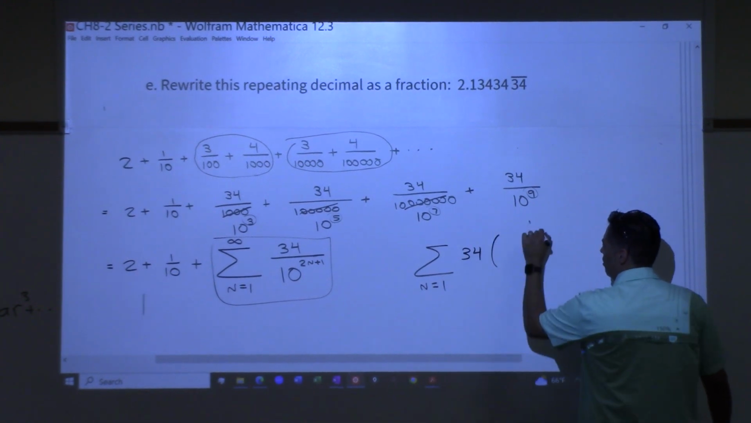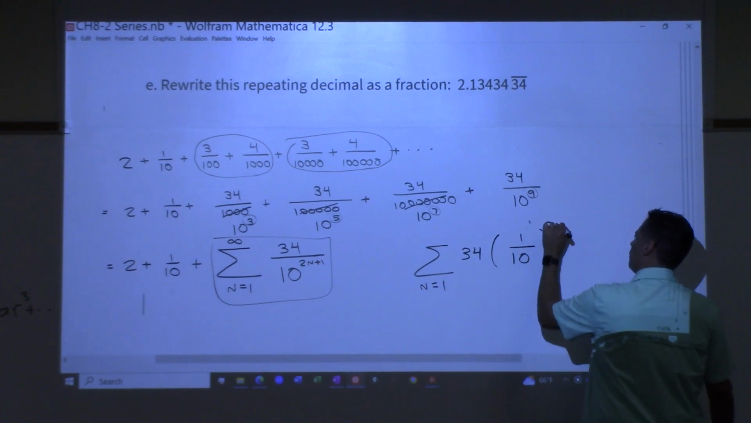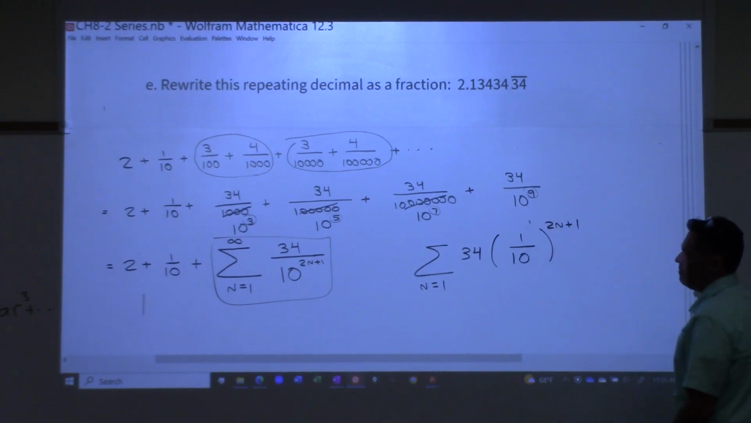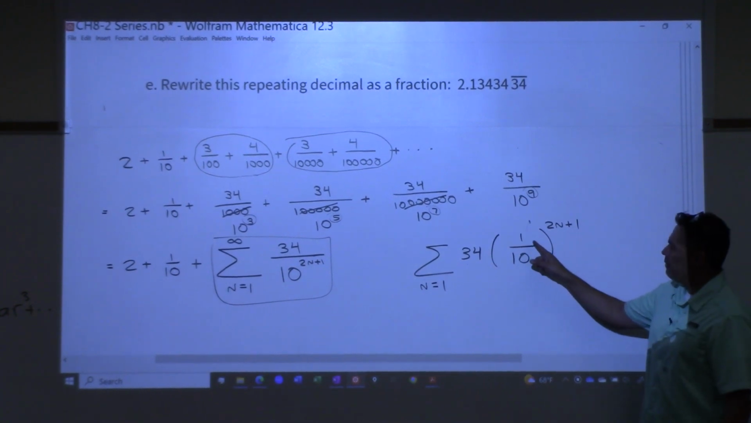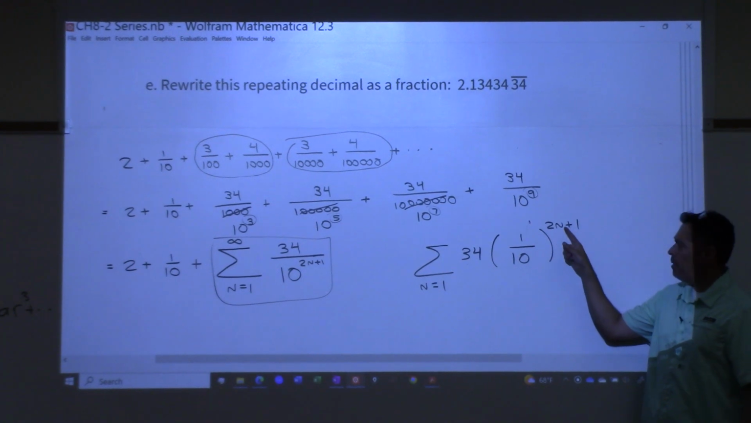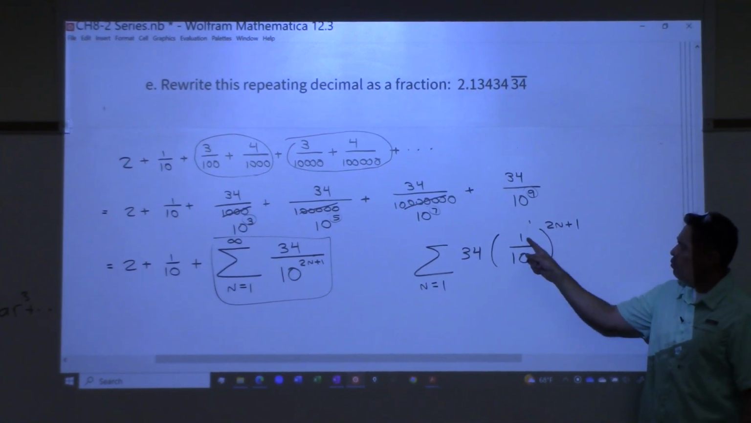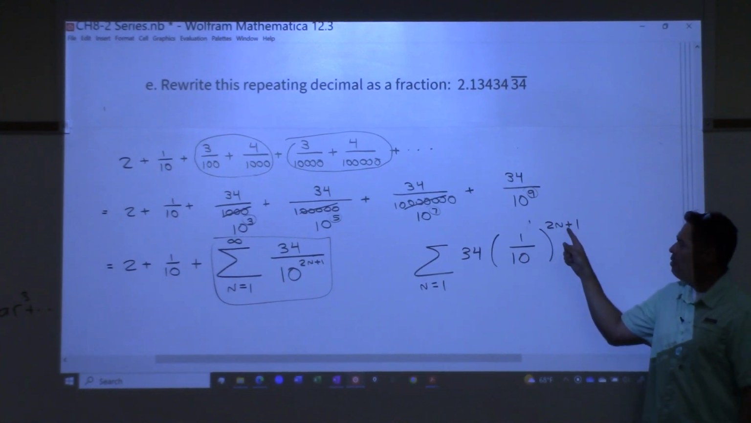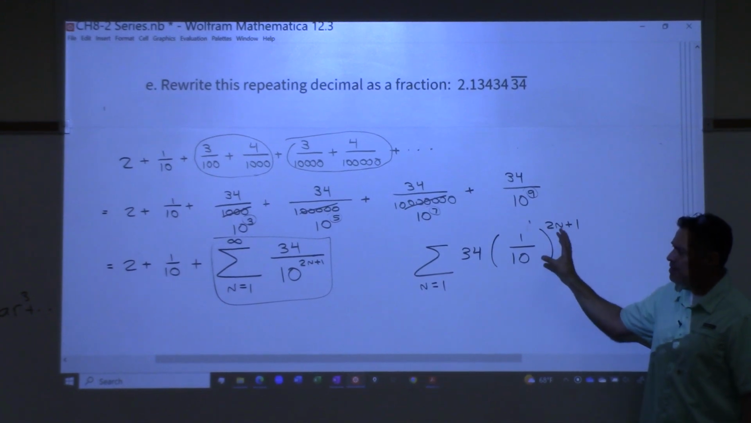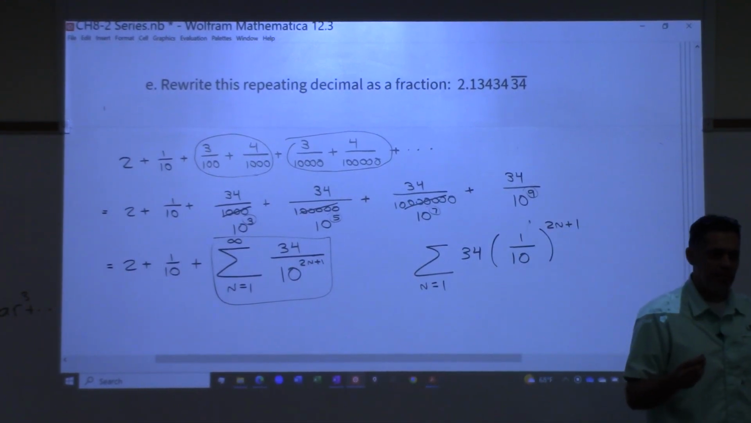This is not a huge revelation, but is that the same thing? So what do you do when you have a fraction to a power? You apply the power to both the numerator and denominator, right? If I apply this to the 1, what's 1 to any power? 1, right? And then over 10 to that power. So that is actually the same as this. That's a vital thing to see here.